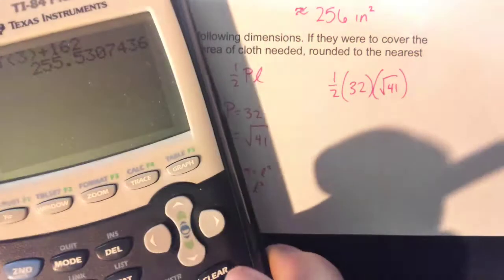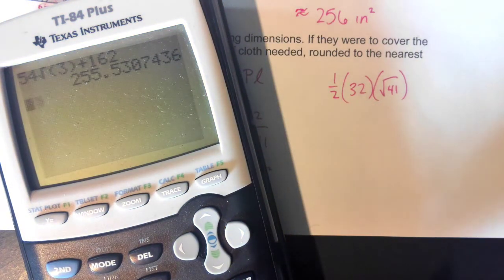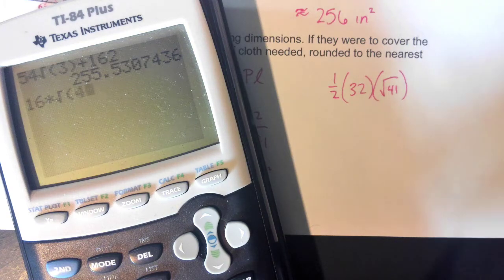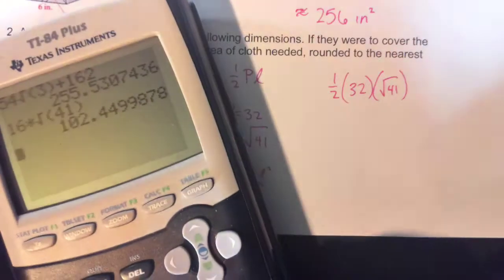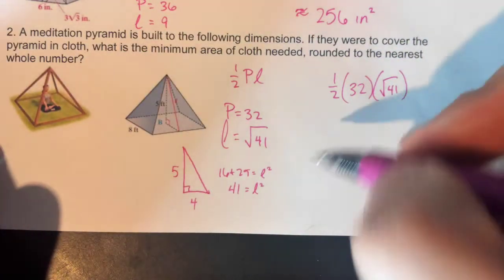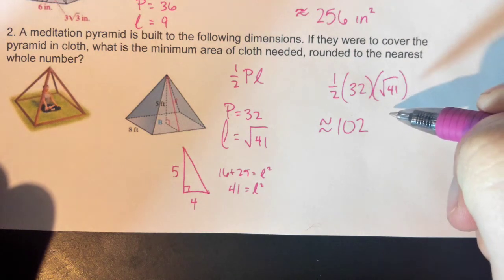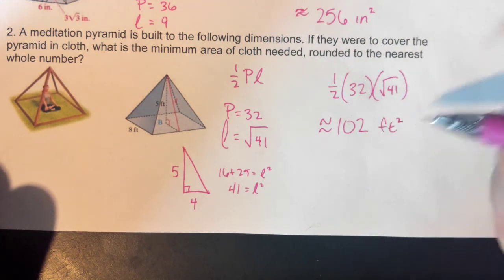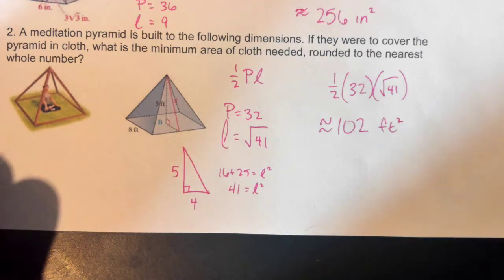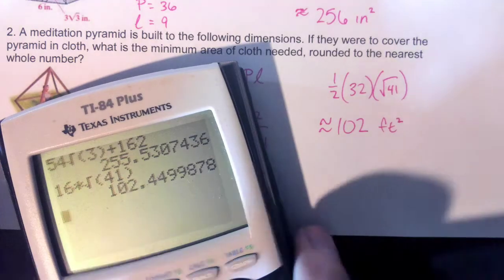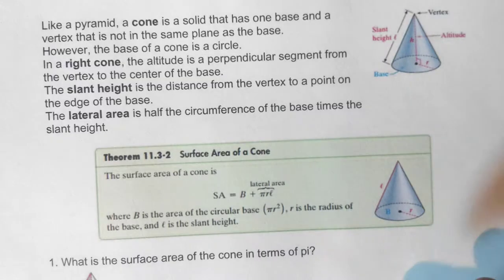Okay, so I know half of 32 is 16, so I'm just going to do 16 times the square root of 41. Rounded to the nearest whole number, we need about 102 square feet of cloth to fill that pyramid. But I would probably actually buy 103 since we need 102.44. At least 103. I'd probably buy more than that because I'd probably make a mistake when cutting cloth.